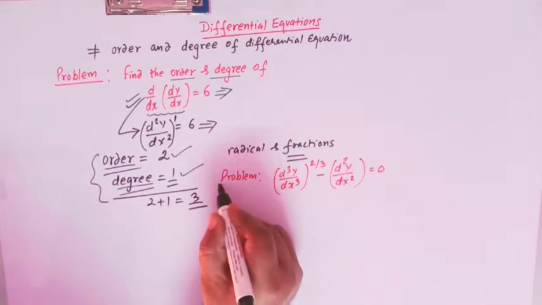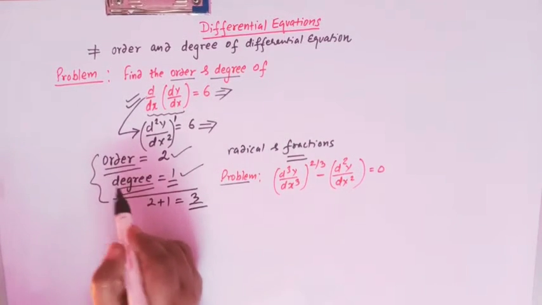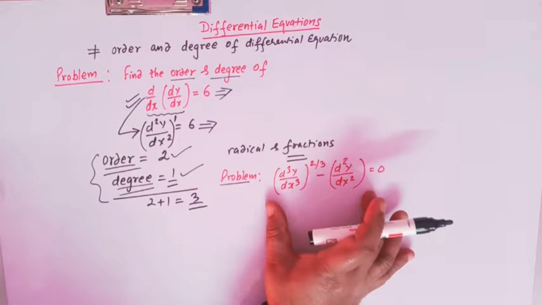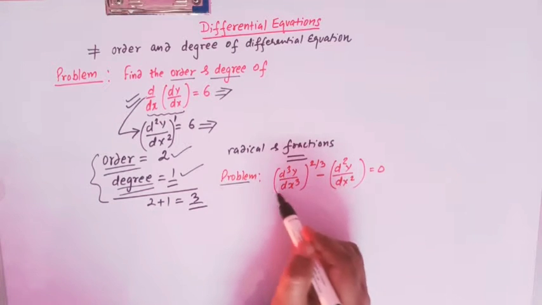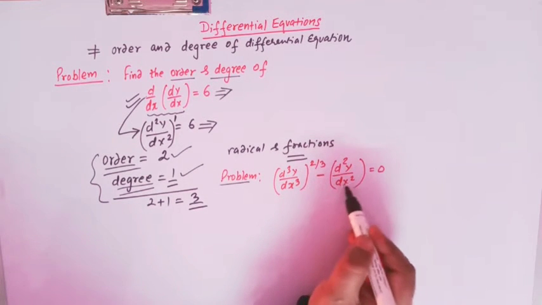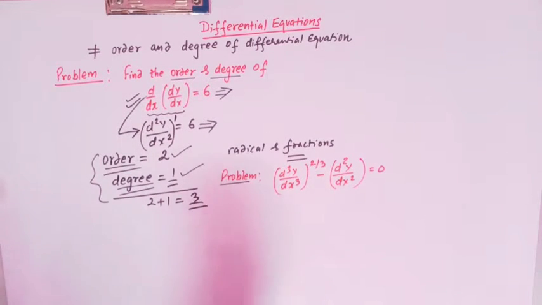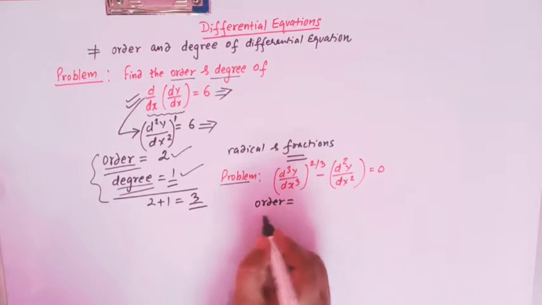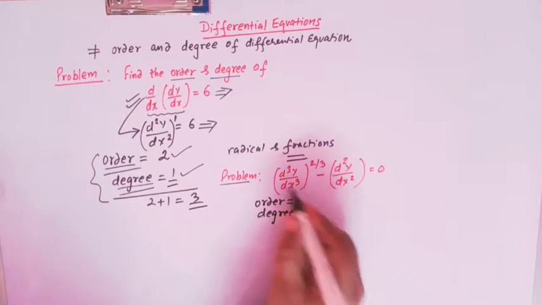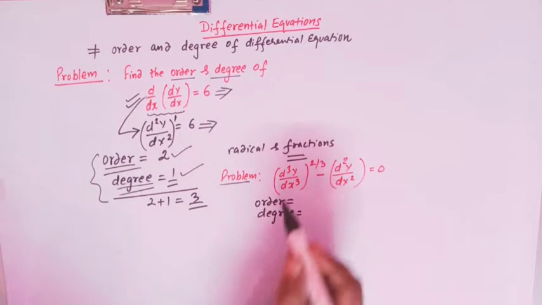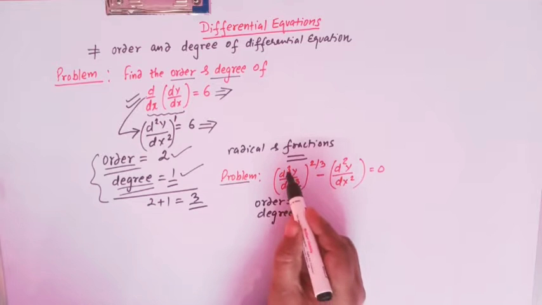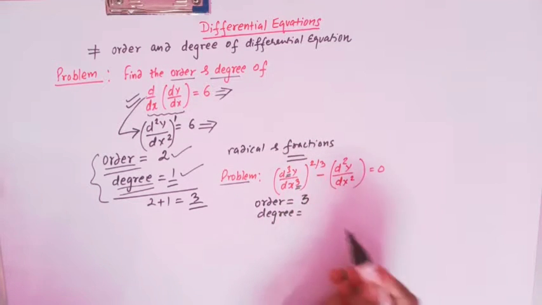Now let us take this problem. Here we have to find the order and degree of this differential equation. Here we have d3y over dx3, and here we have 2 over 3 minus d2y over dx2 equal to 0, right? So let us find the order and degree of this differential equation. We have defined the order of the differential equation as the order of the highest order derivative. Here the highest order derivative is 3, so the order is 3, right?